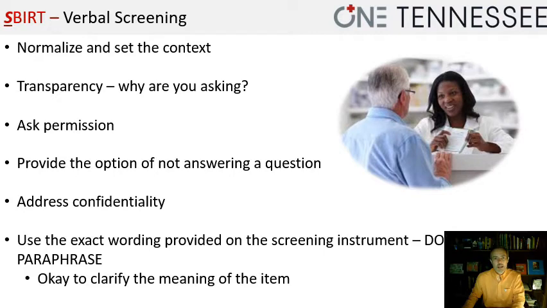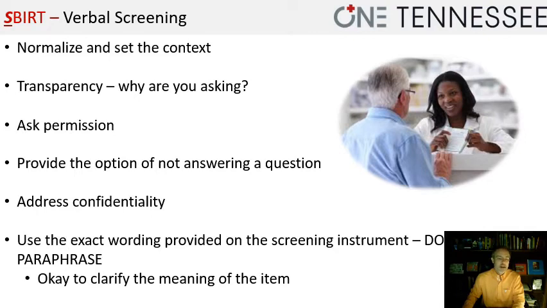If you're doing a verbal screening, use the exact wording provided on the screening instrument. Do not paraphrase. These are validated instruments and they must be read exactly as they are on the screening instrument itself. It's okay to clarify the meaning of an item, but don't paraphrase.